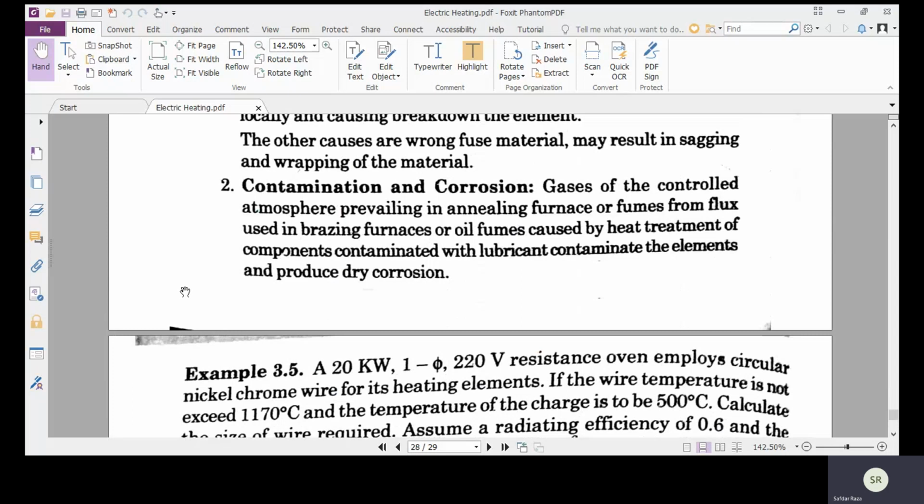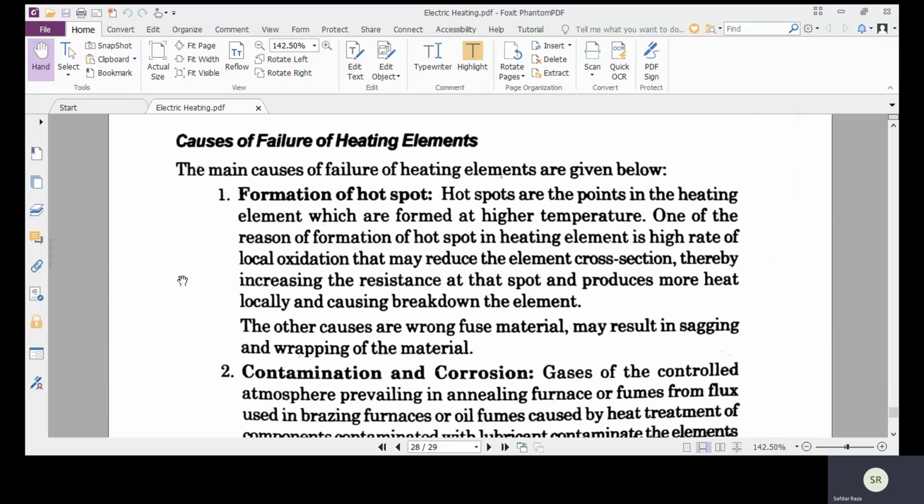The second one is contamination and corrosion. Gases of the controlled atmosphere prevailing in the annealing furnace, or fumes from the flux used in brazing furnaces, or oil fumes caused by heat treatment of components contaminated with lubricant, contaminate the elements and produce dry corrosion. We already discussed in our initial lectures how we can avoid the failure of heating elements and how we can improve the efficiency of the heating element.